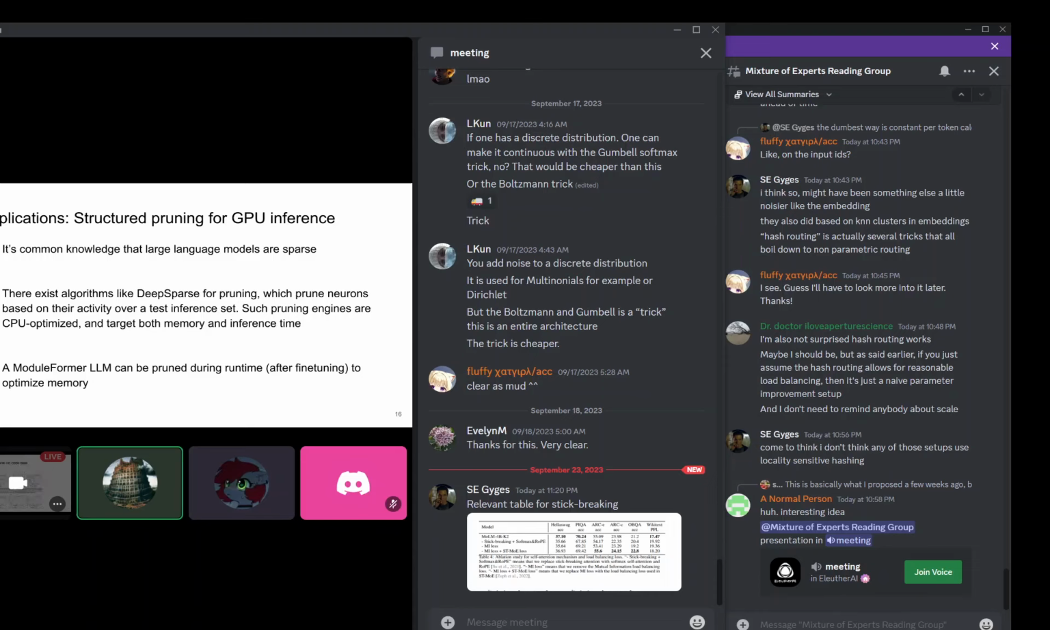So there's an application: you could prune a ModuleFormer. First of all, you could prune it during runtime, well, I guess that doesn't really make sense. So you would figure out what domain you want to use it for, then fine-tune on that domain and then prune. In the end, you would optimize memory. DeepSparse optimizes memory by doing the pruning and then the cache step, and it also optimizes inference time by doing quantization. So this is potentially a way for you to optimize memory on a GPU.